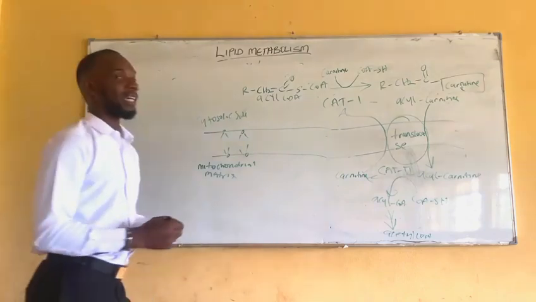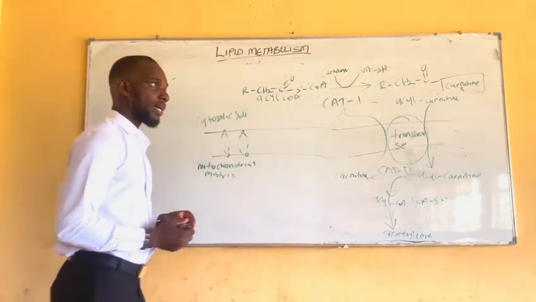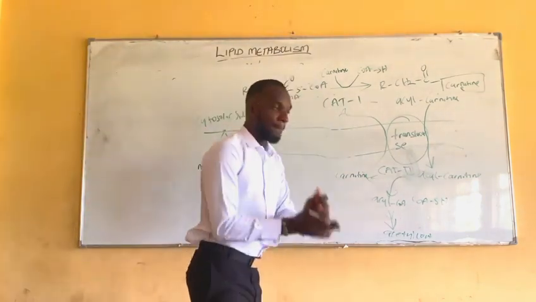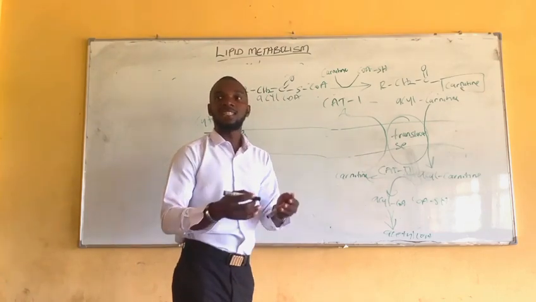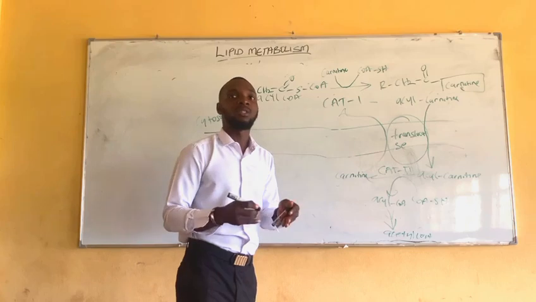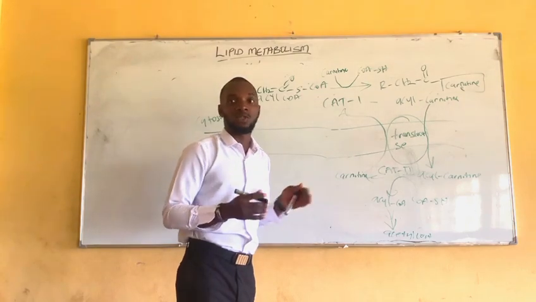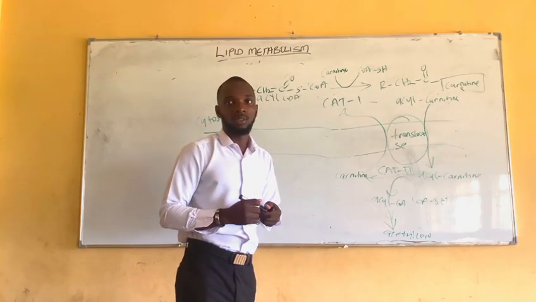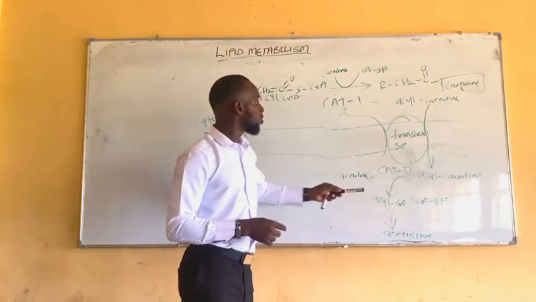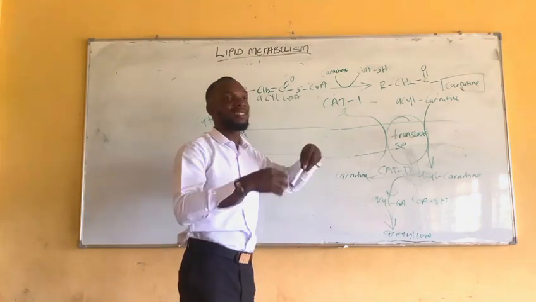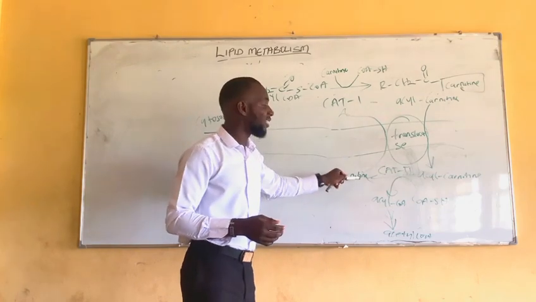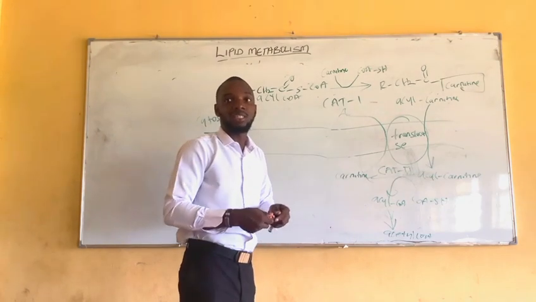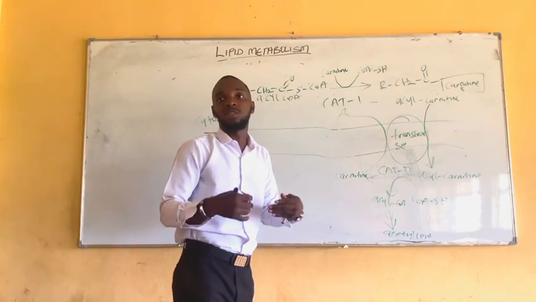So let's do a recap so far. I said that beta oxidation occurs in the mitochondria. Why? Because the enzymes of this beta oxidation are found in the mitochondria. You understand? So the acyl-CoA, the fatty acid that is inside the cell, has to enter inside the mitochondria for them to be able to undergo this beta oxidation.